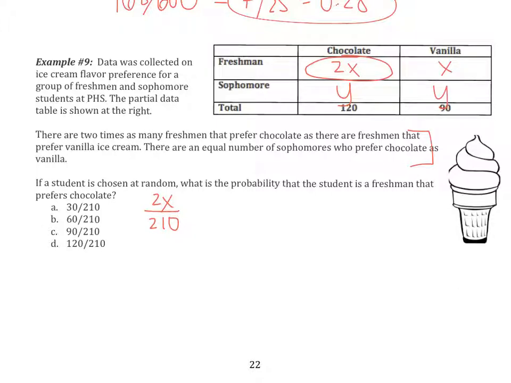Come on. Close. Yeah. Look at the whole chocolate column. There's 2x freshmen, there's y sophomores who like chocolate, there are 120 students total that like chocolate. Now, can I solve this equation for x or y and get a number? No, right? 2 variables, I'm going to need 2 equations. That means vanilla also gives me an equation. So I get x plus y equals 90.